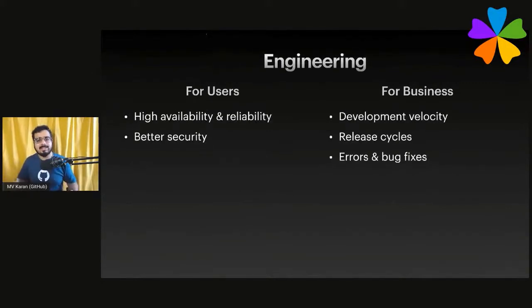So what value is an engineering team delivering to their end users? They are delivering high availability and reliability, based on their engineering efforts. Probably they're delivering something like better security. And again, the list goes on. There are various different things when you lay it out on different levels of abstraction. Now, what are they delivering for business? They're delivering development velocity, release cycles, errors and bug fixes, etc. So these are some of the ways in which value can be tracked across these teams.